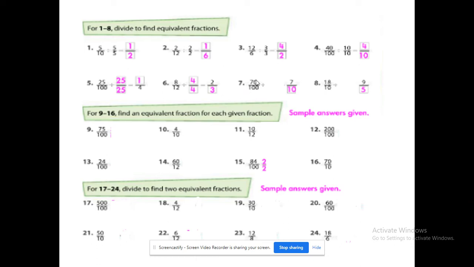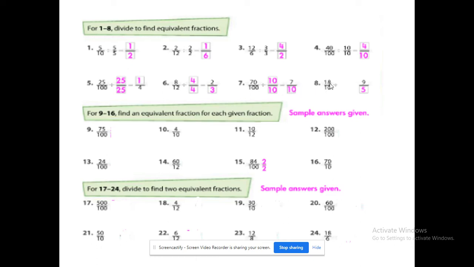Number 7, 70 over 100. How is the 70 made into 7? Because I divided it by 10. So let's divide also the denominator by 10 and get 7 out of 10 as an equivalent fraction.